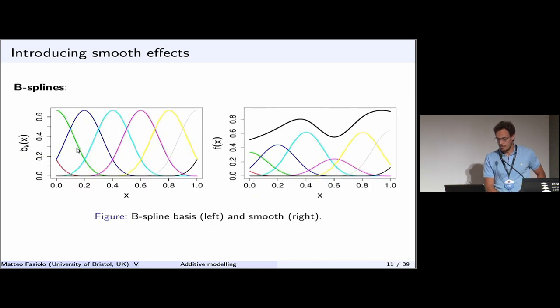A simple example are B-splines. These are a number of B-spline basis functions, and they are just a shifted version of each other. Then to build our smooth effect, we will use our betas to scale each of these functions, and then we take the linear combination to get our total effect.